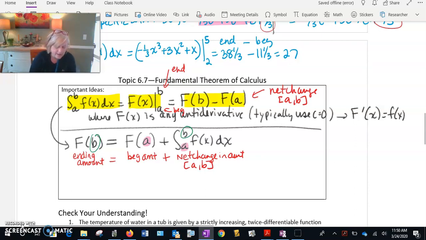And then the other part of the fundamental theorem of calculus that's very important is that to figure out where you are, it's equal to where you were plus your net change. Now I am going to add one more thing here.